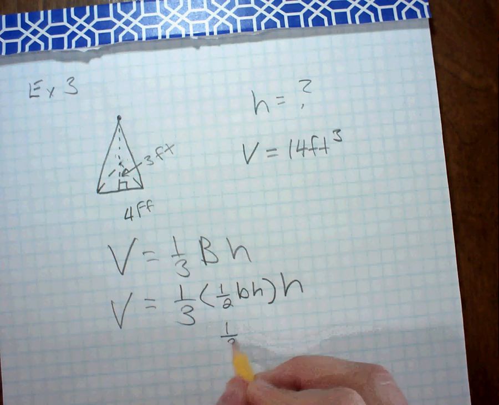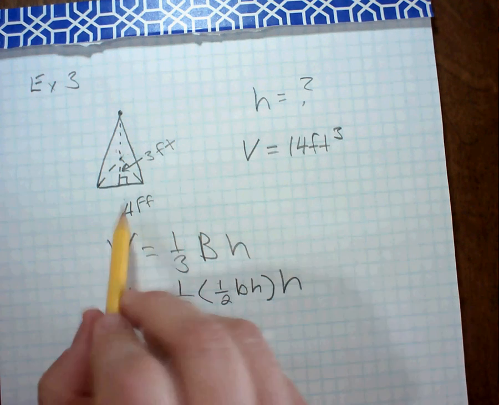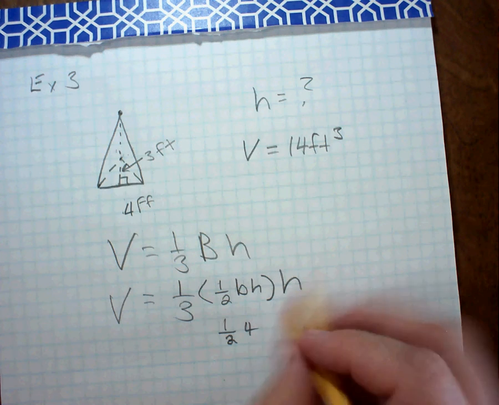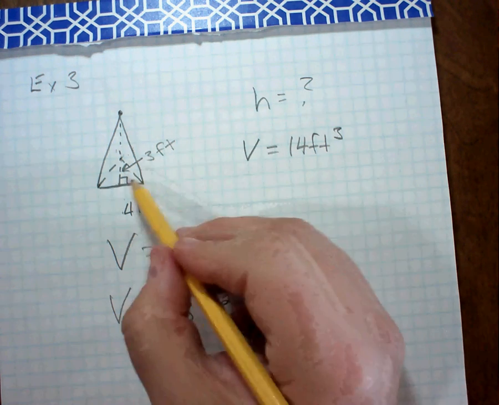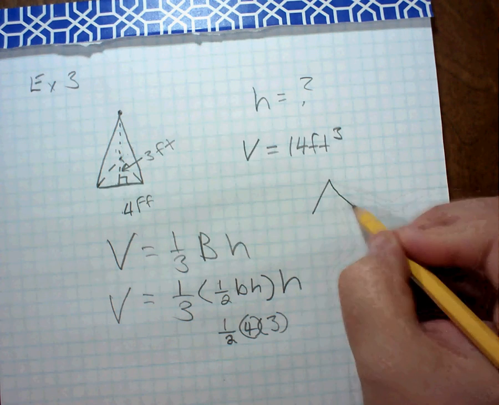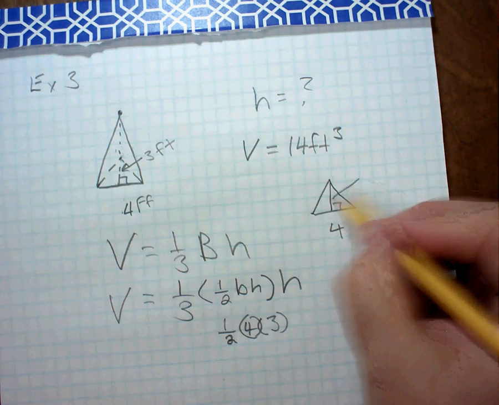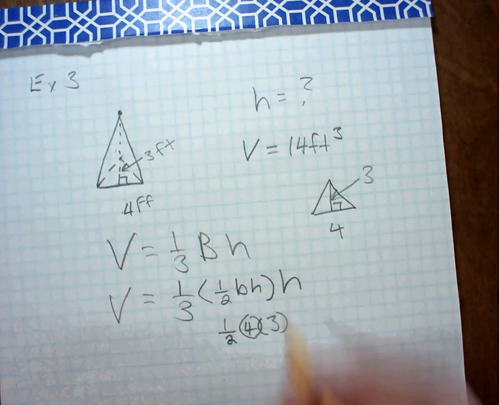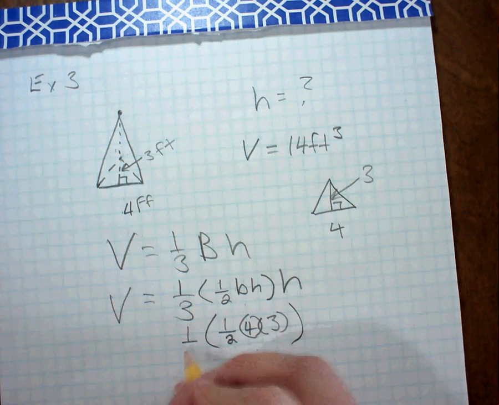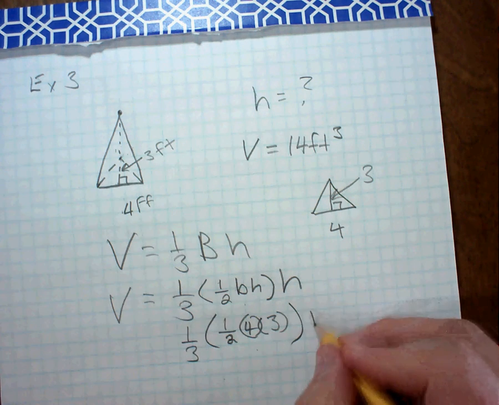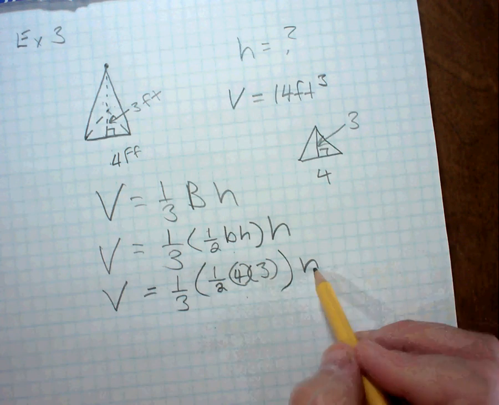So this is 1/2 times the base, which we will say is 4. That's coming from here. This is the little triangle, times the altitude height of this little triangle. In other words, the triangular base has 4 and an altitude height of 3. So that's where all that's coming from. That's just the base of the triangle. And then the rest of the formula is 1/3 times the height of this thing. But the height is what we're solving for.